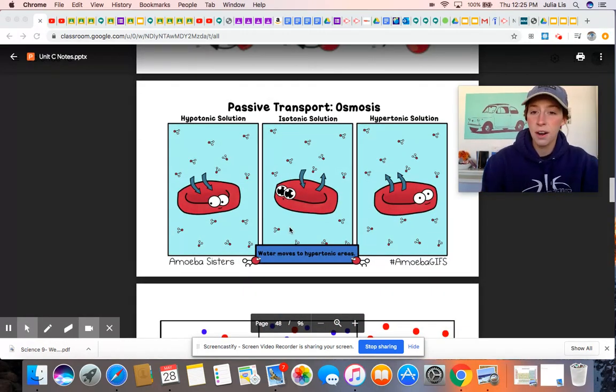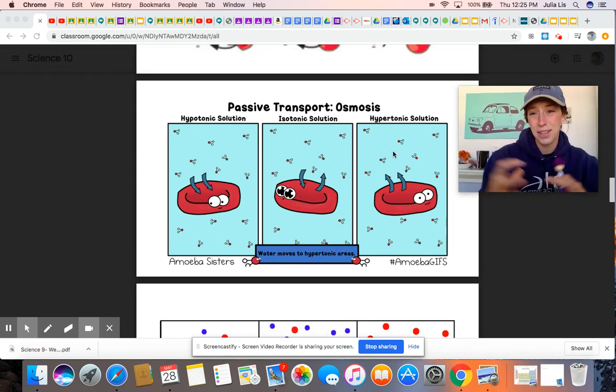So unfortunately, these are animations, but they do show you that in a hypotonic solution, where the cell is saltier than the exterior, water would go in and then it would become really big and possibly rupture. And another term is called lysing. In a hypertonic solution, it's super salty around the cell, and so water is going to leave and it's going to shrivel. In an isotonic solution, this is where we have balance. And so that's the goal, to have balance and to be in an isotonic solution.